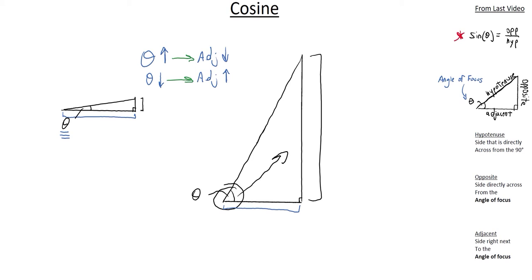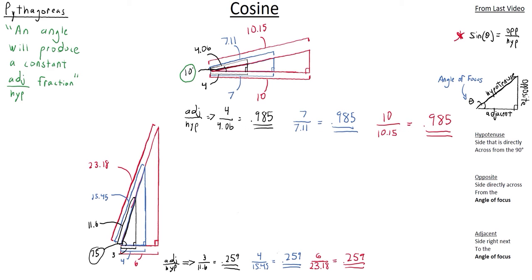After doing experiments, just like we did in the last video, he did those same experiments, but he measured the adjacent divided by hypotenuse fractions. And he came up with this conclusion. So for a 10-degree angle, the adjacent divided by the hypotenuse will always equal 0.985, regardless of how big or small the triangle is.